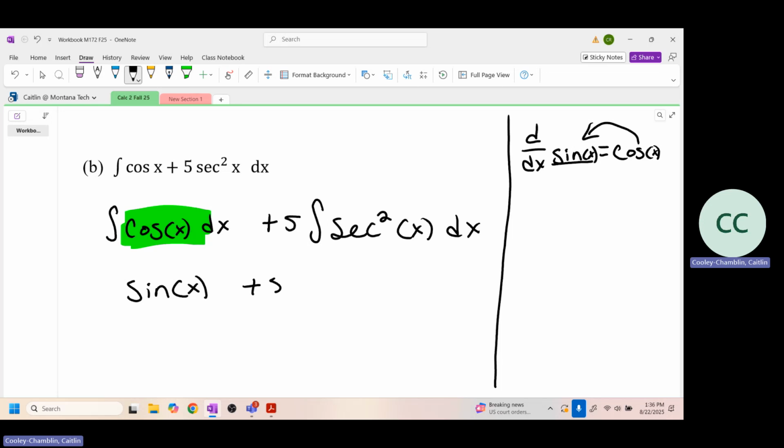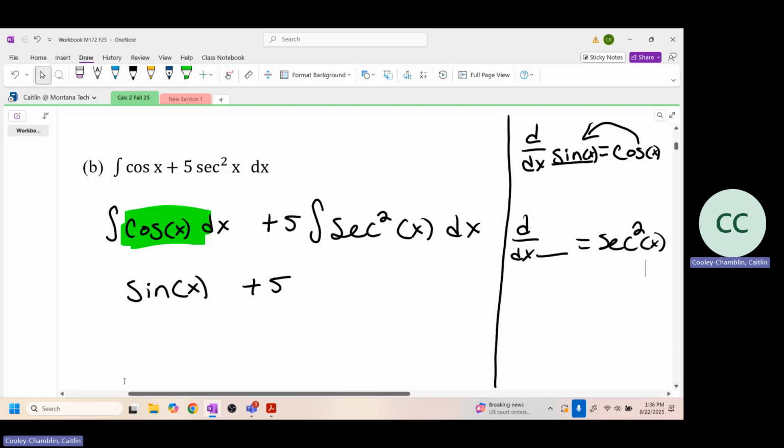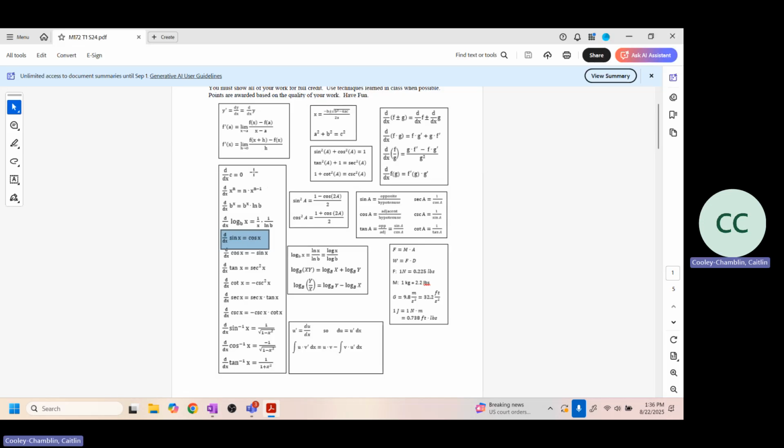Then come down plus 5. And then I want to know the derivative of what function gives me secant squared x. So I'm going to go look, see if it's a basic derivative. Okay, and here I have the derivative of tangent gives me secant squared x.